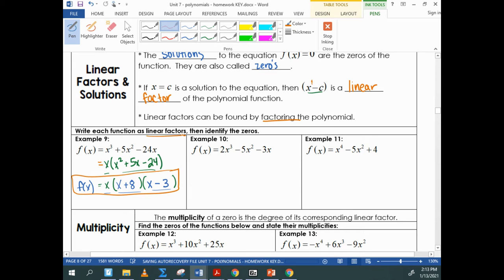That was our write it as linear factors. But now to get the zeros, you're just going to say, what gives me a 0? Well, 0 would give a 0.